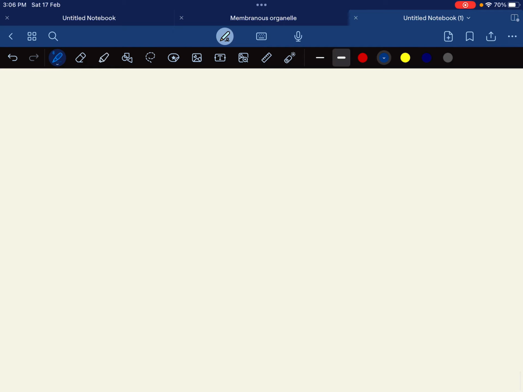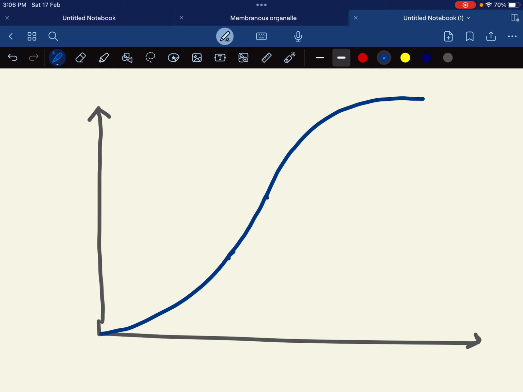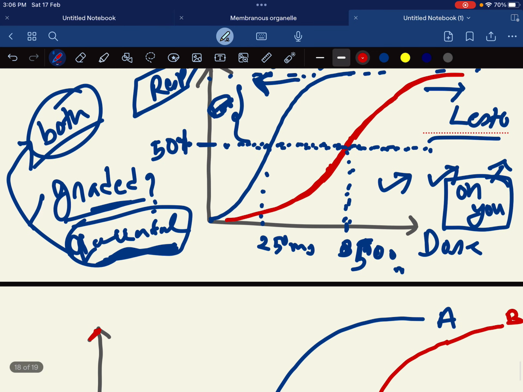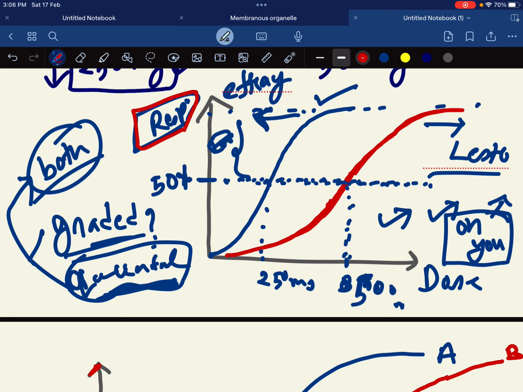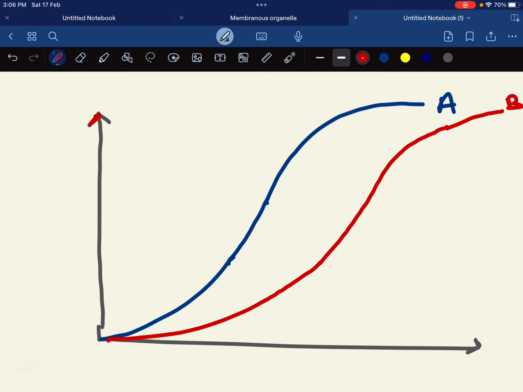Suppose I have got, let me draw another curve. So this one was for drug A, and this one is for drug B. Now on the graded drug response curve we used the term response or the efficacy, but now in the quantal drug response curve we will consider the percentage of population who have shown the response.